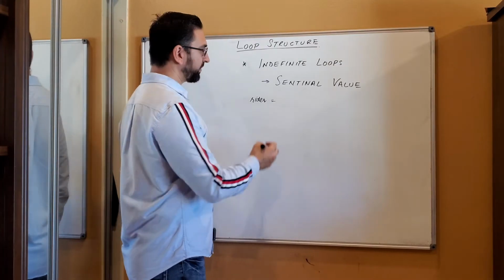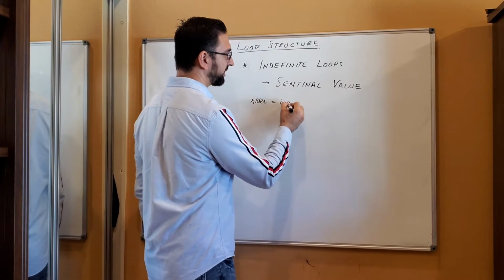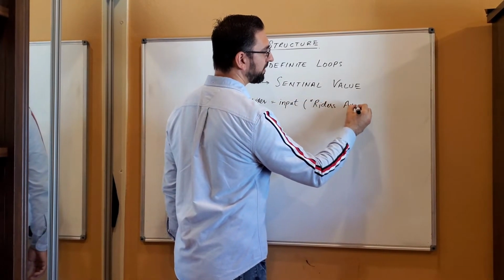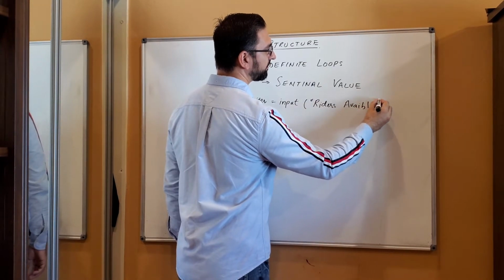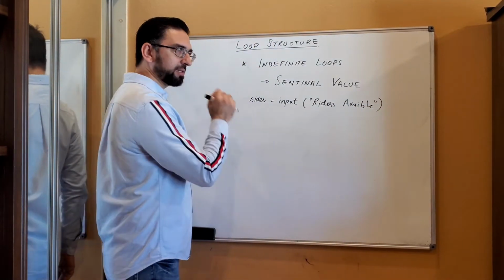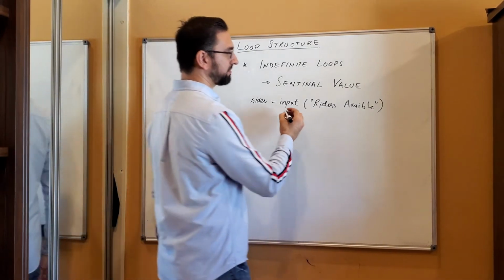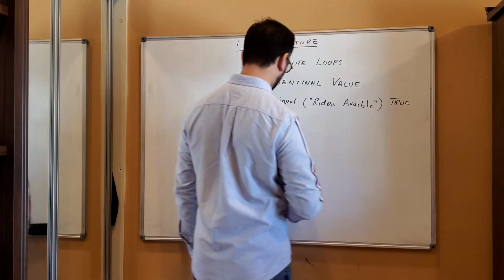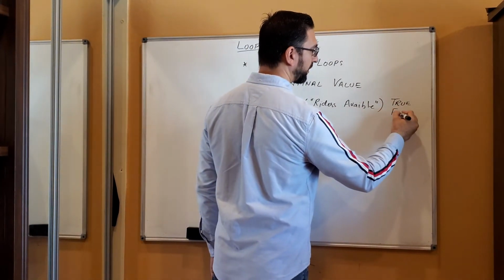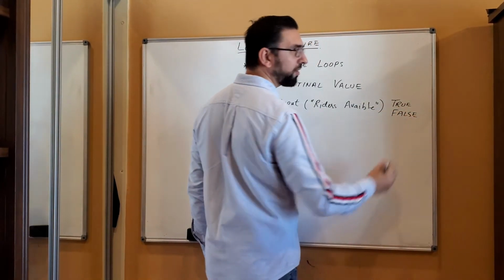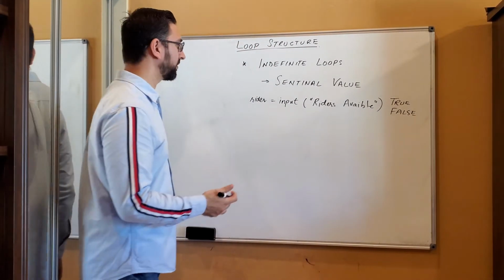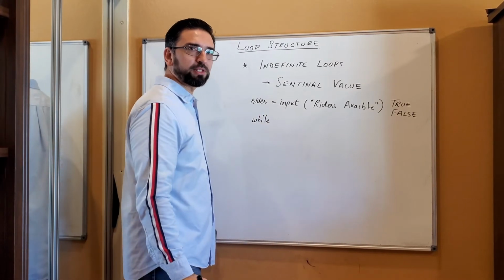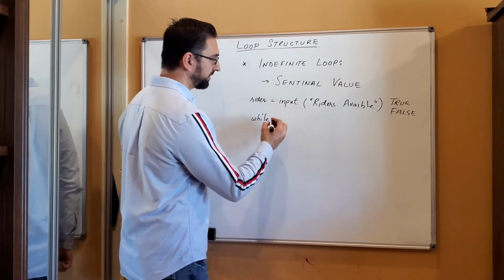Okay, so in that case what we can do is we ask the question, riders available? We store that in a variable, and this could be either true or false, or yes or no. Okay, we go ahead and again implement our loop structure.